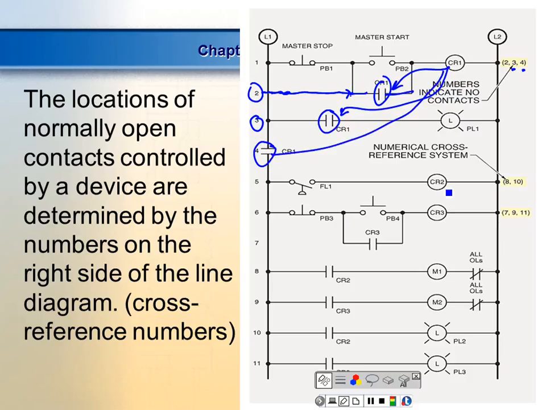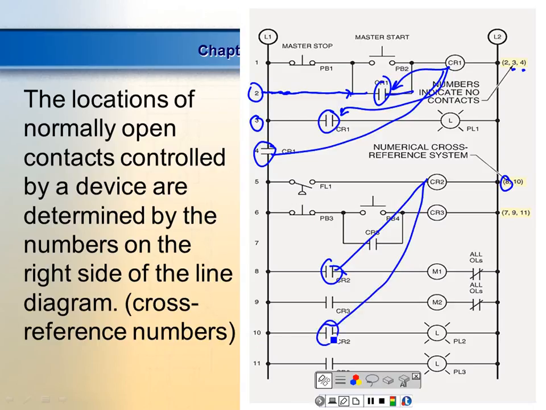Okay, I come down to CR2. CR2 has a contact where? In line 8. So I come down here, line 8, and I start following it across, and there it is right there. Where do we have another contact? Line 10. So here we come, find line 10.